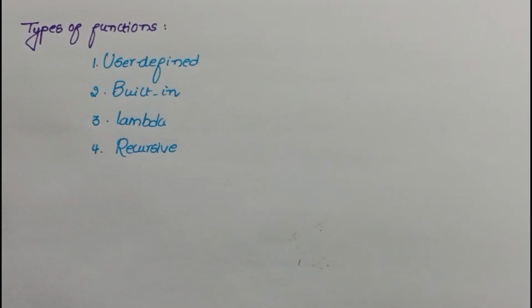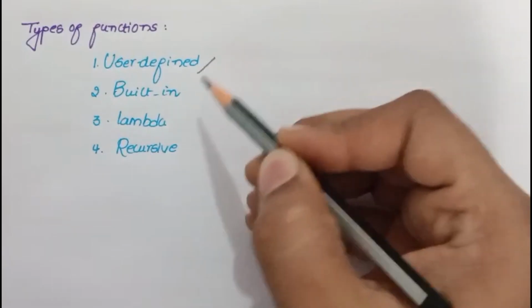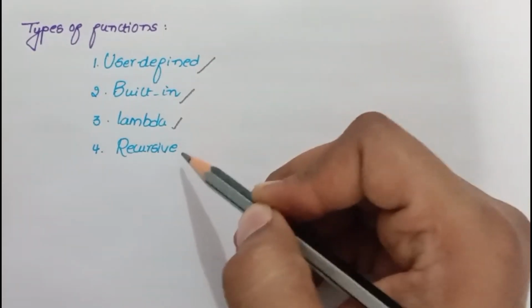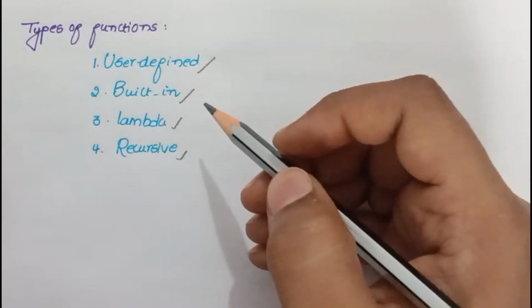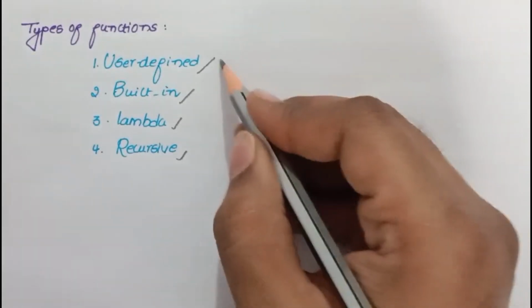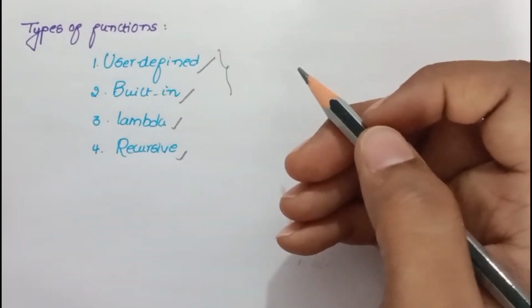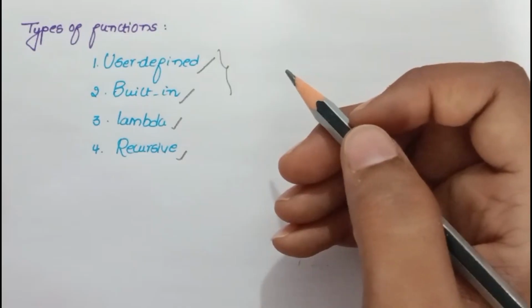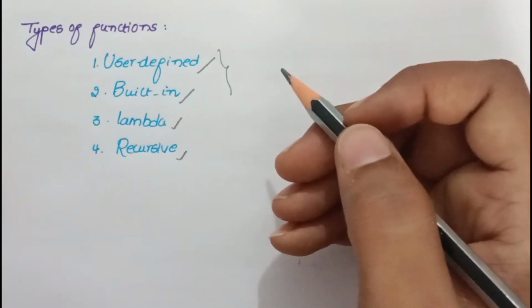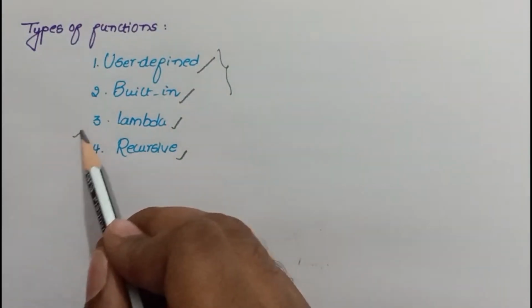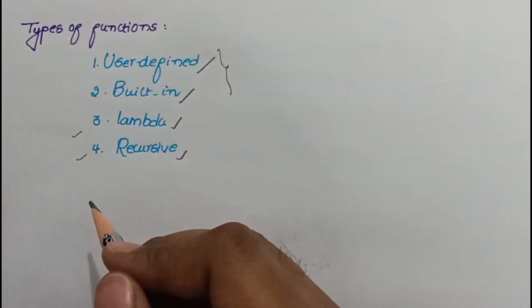If we look at the types of functions available in Python, every function can be categorized into one of these types: user defined functions, built in functions, lambda functions, and recursive functions. In the next video, we will discuss user defined and built in functions in detail. When the time arrives, we will discuss lambda and recursive functions in detail.